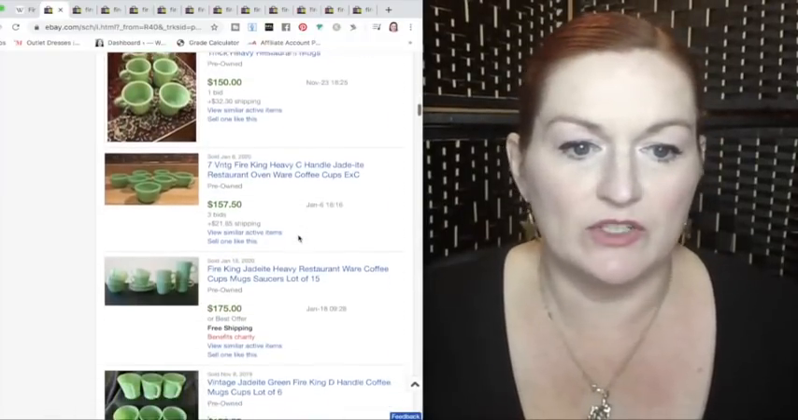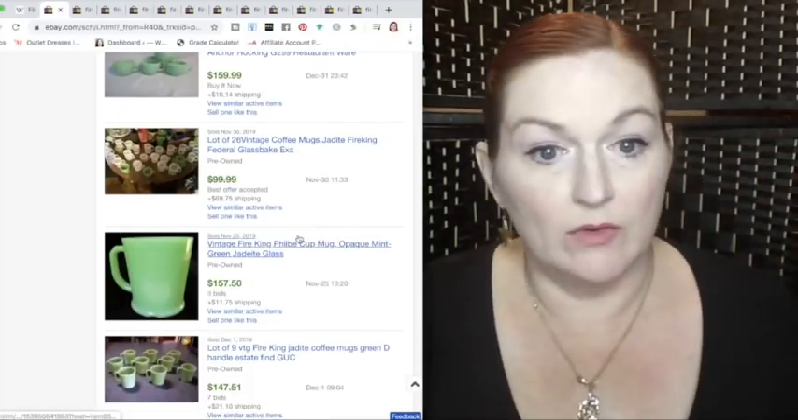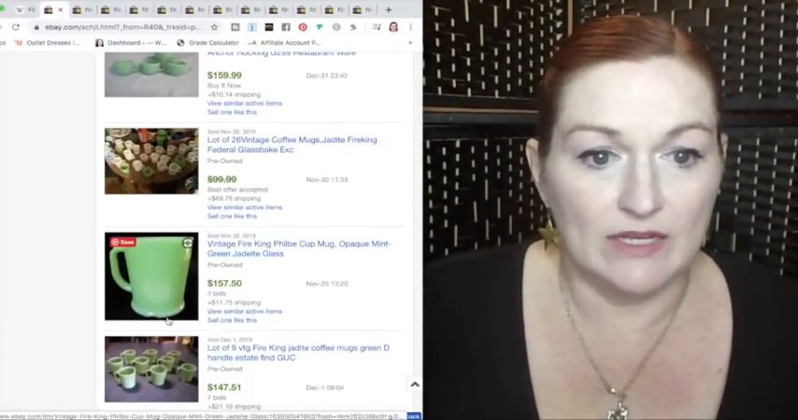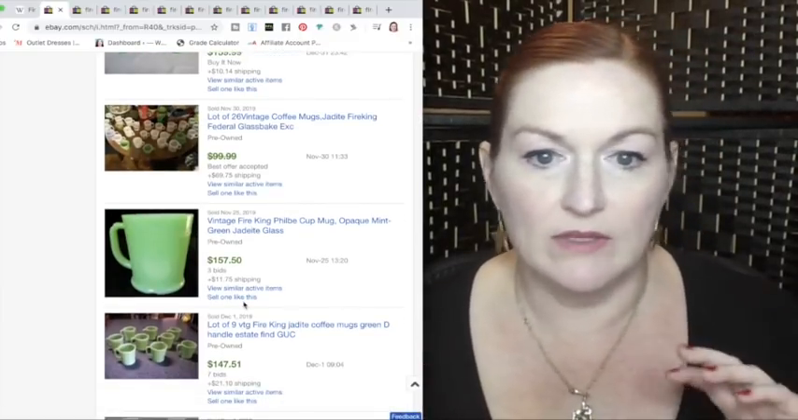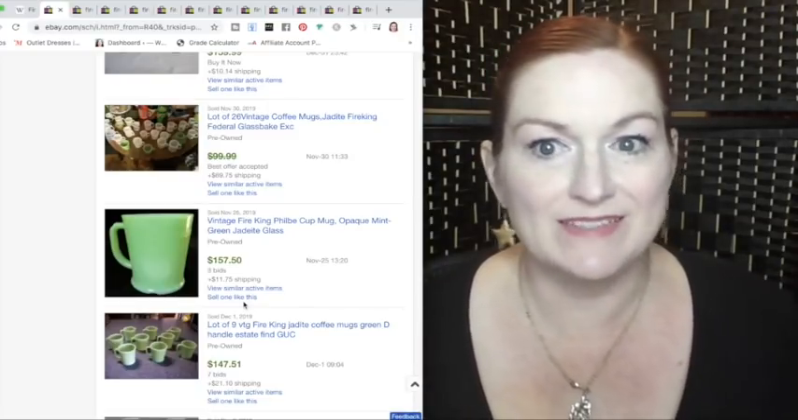I'm trying to find one where it's just a solo jadeite. Here we go. So here's one that sold for $157. This again, the Philbe cup, and that one's got a chip on it too. Now I'm not sure about the pattern and what exactly all that means. All I know is, honestly at this point I don't think it's that important.